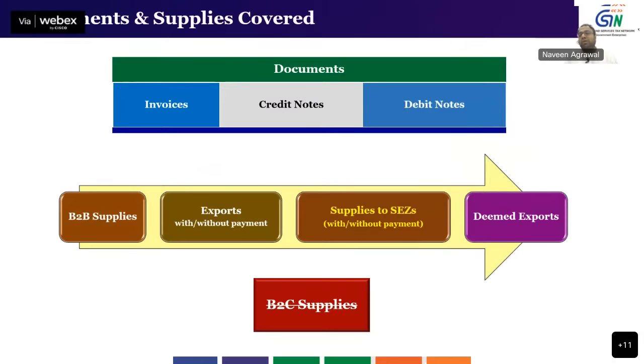And what are the documents for which you have to report on the e-invoice portal? You have to report invoices, credit notes, and debit notes. Currently, e-invoicing in India is applicable only for B2B supplies, and it is also applicable for exports with or without payment, supplies to SEZ, and all those supplies which are classified as deemed export. Currently, for B2C supplies, you don't need to generate e-invoices in India.